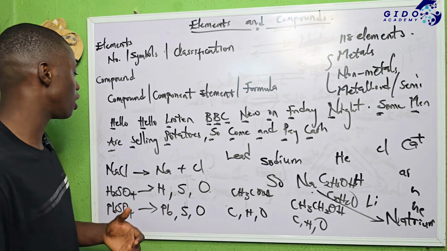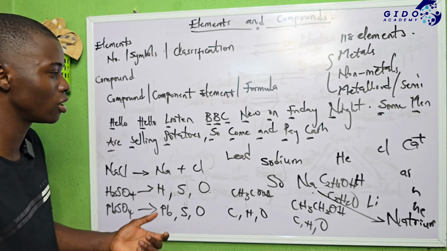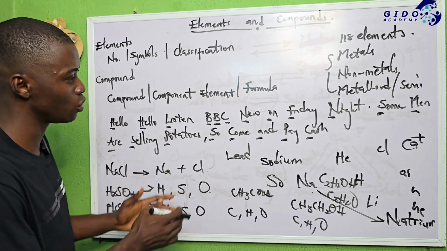Hello, listen. BBC needs of Friday night, so many are selling potatoes, so come and pay cash. Or he has large brain but cannot offer full night subject. Many ask to prove several complain about passing what?